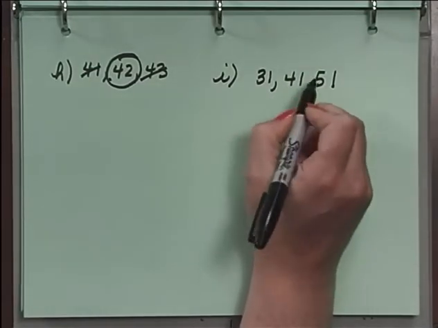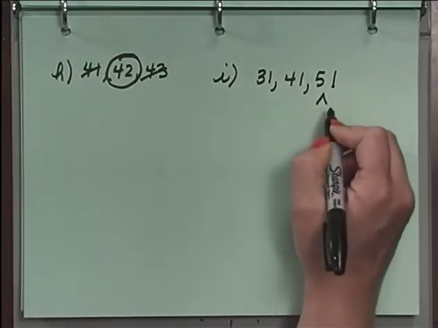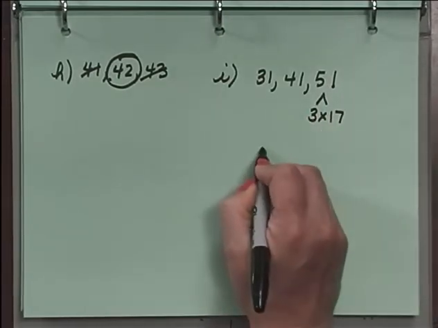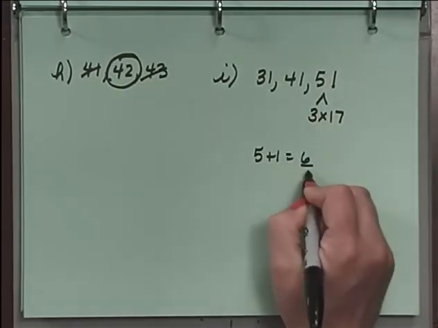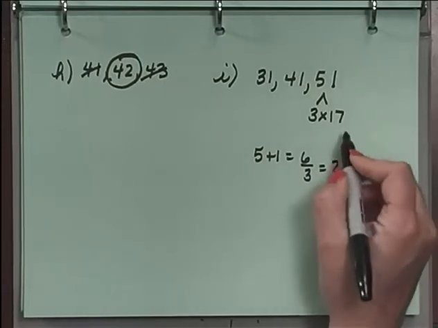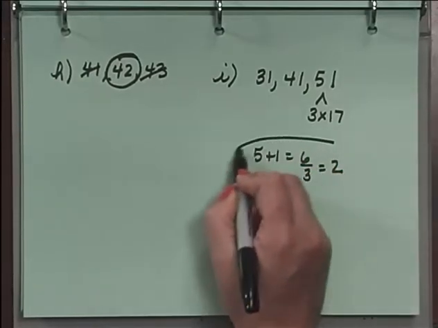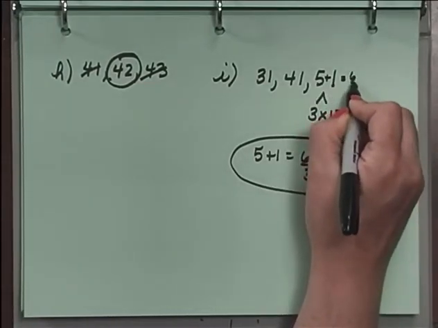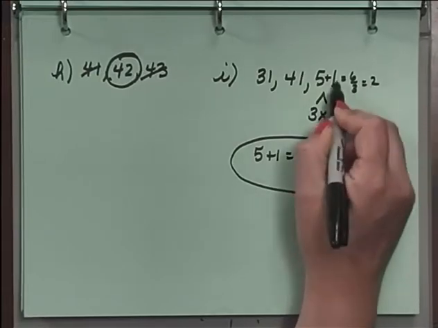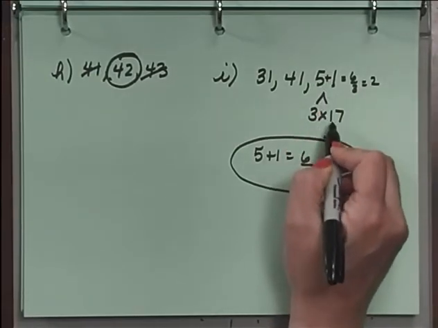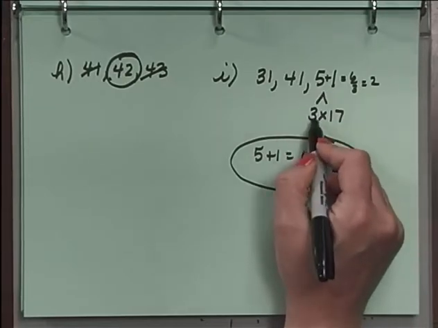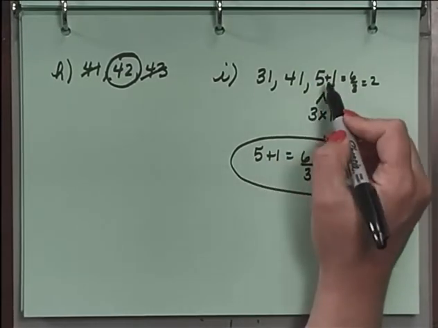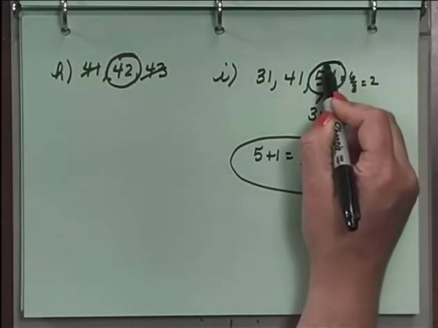Well, a lot of times when you're looking at 51, you don't recognize that 3 times 17 is 51. But consider the number 51. 5 plus 1 is 6, and 6 divided by 3 is 2. You may have learned in previous courses that this is the divisibility test for the number 3. If we add the digits together, and the number that we get can be divided by 3, then that means that this number, 51, can be divided by 3. And 51 divided by 3 is 17. So 51 is not prime.